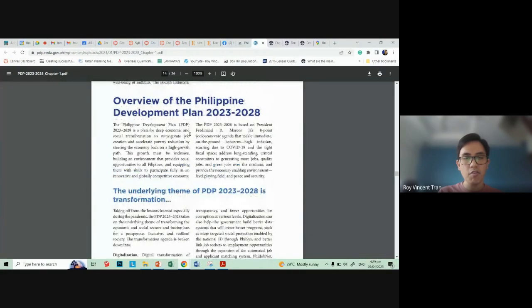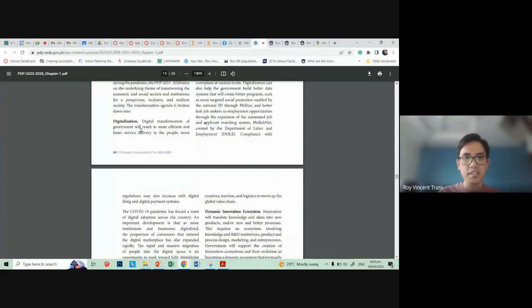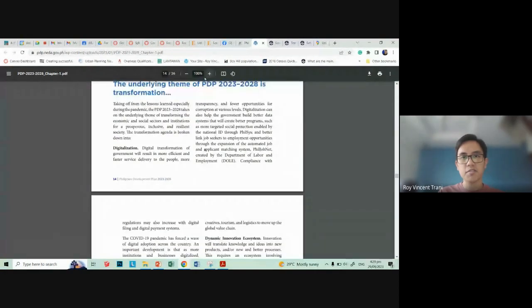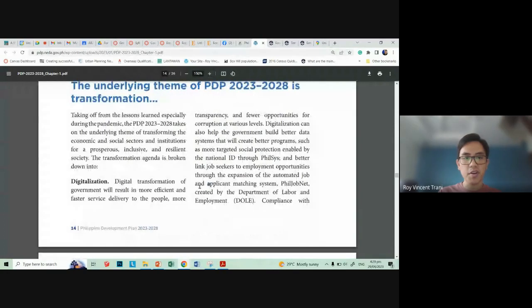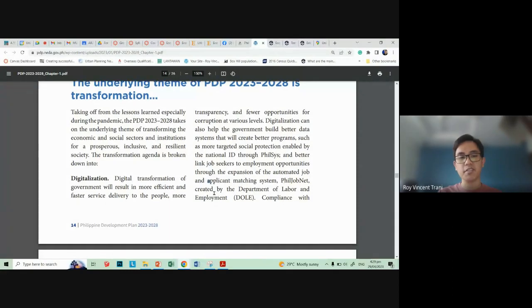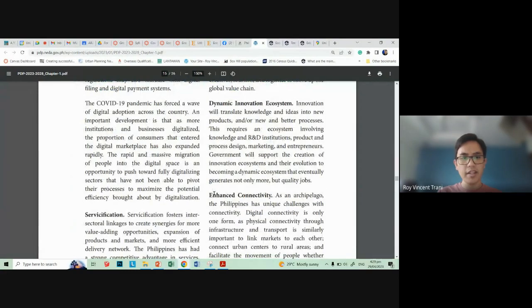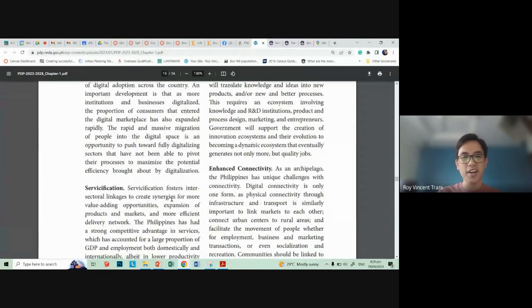Okay. Overview of the Philippine Development Plan. This is page 14. They have digitalization. The digital transformation of government will result in more efficient and faster delivery of service to the people, more transparency, and fewer opportunities for corruption at various levels. They have servicification, which is a made-up word, fosters intersectoral linkages to create synergies for more value-adding opportunities, expansion of products, markets, and more efficient delivery network.